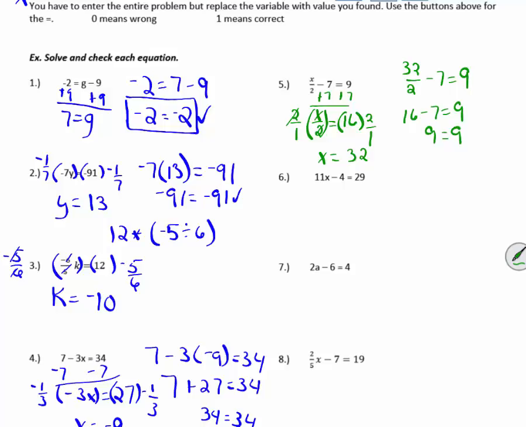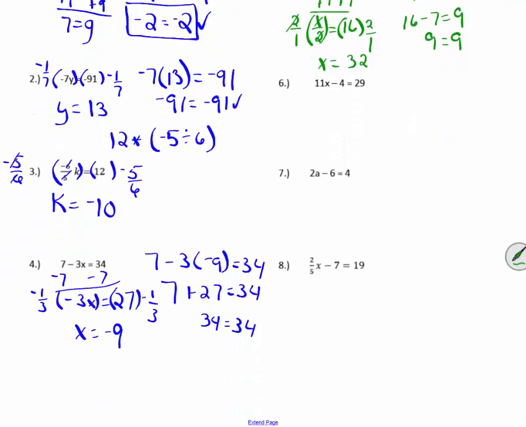All right, next one. Actually, I'm going to skip down to number 8. Hopefully you guys got these here. So for number 8, I'm going to add 7 to both sides. So 2/5 x. Oops, I wrote thirds, not fifths. Sorry. Don't make my mistakes. Write more carefully than me. So 2/5 x. 19 and 7 is 26. So we're going to multiply by 5/2.